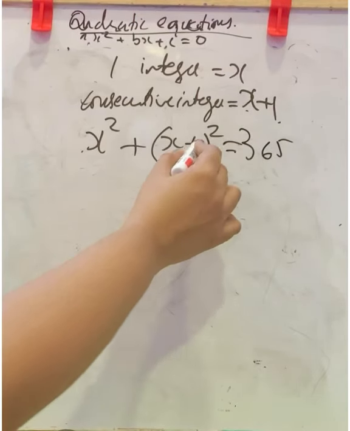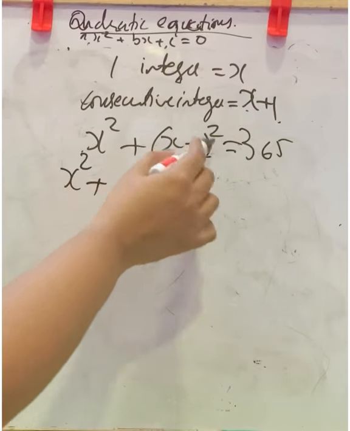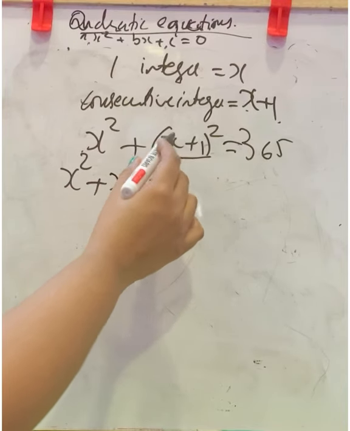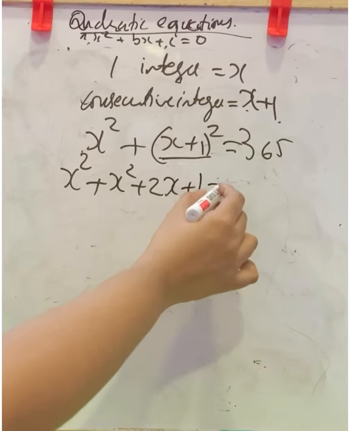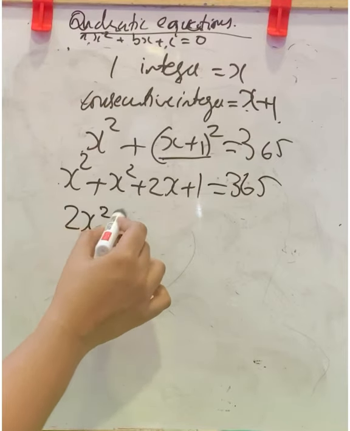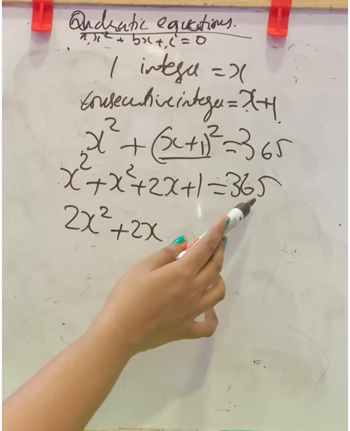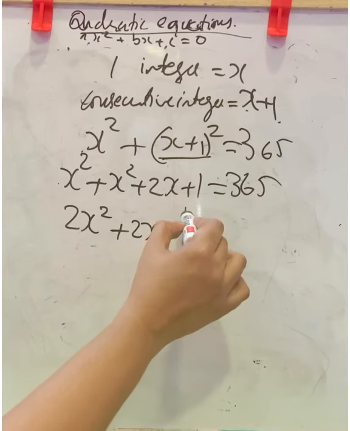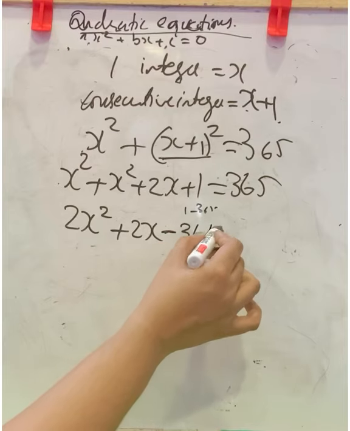Now here we want to apply the identity. So this becomes x square here plus, this is x plus y whole square, that is x square plus 2xy, meaning 2 into x into 1, that is 2x, plus 1 square is 1 equal to 365. x square plus x square is 2x square plus 2x is here. Now plus 1 in LHS, 365 in RHS, coming to LHS it becomes minus 365. So 1 minus 365 is minus 364 equal to 0.